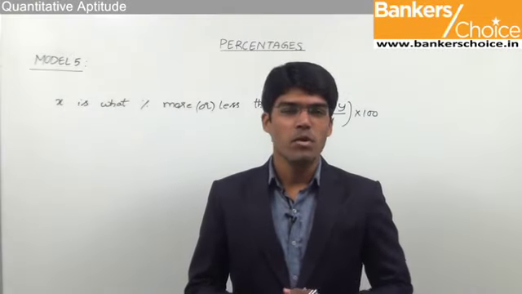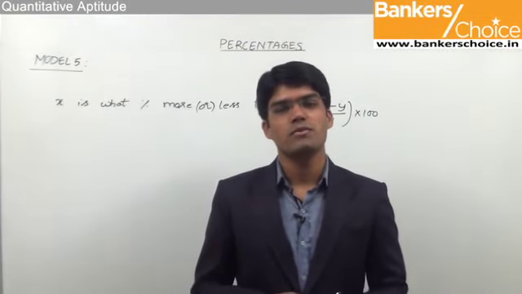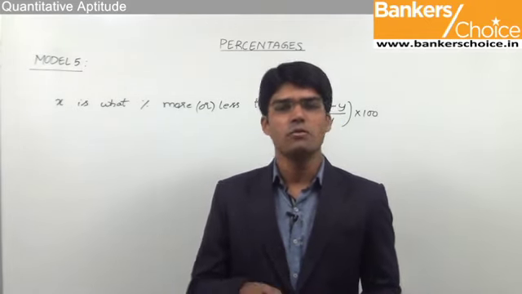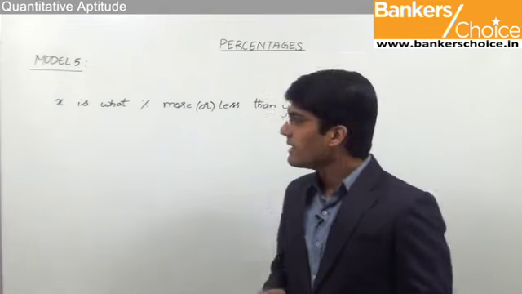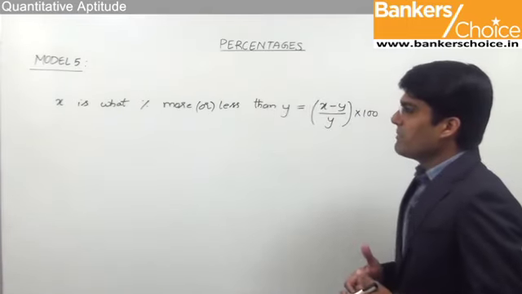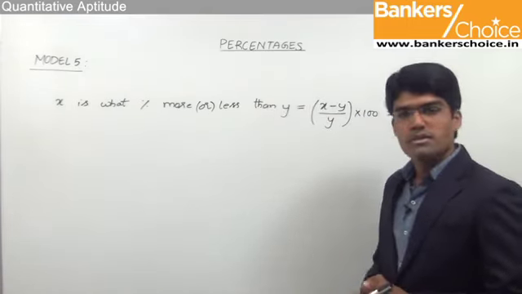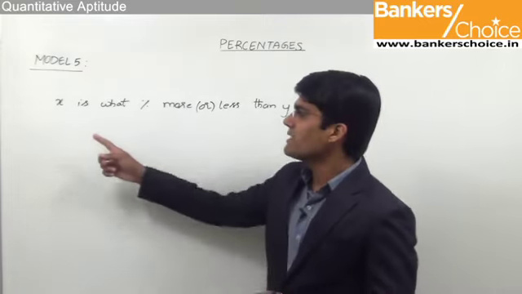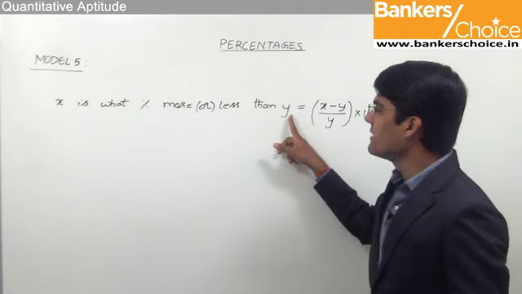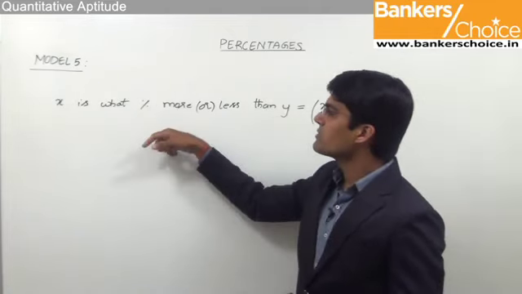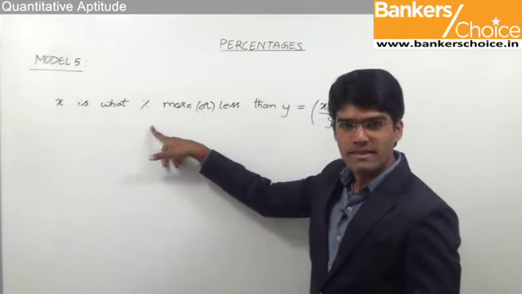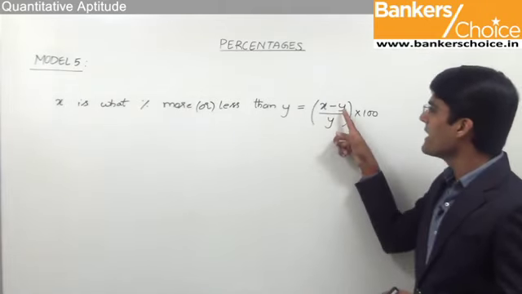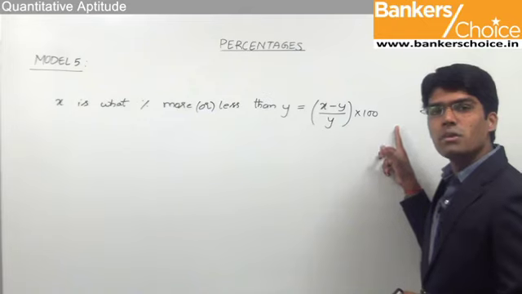Let us now take the fifth model from percentages, where we are supposed to find out what percentage more or less is one value with respect to some other value. For example, the question may be in the form of x is what percent more or less than y. So as you can see here, we are trying to compare x with y, and here we need to find out x is how much more or less in terms of percentage when compared to y. So the answer here can always be taken as (x minus y) by y into 100.